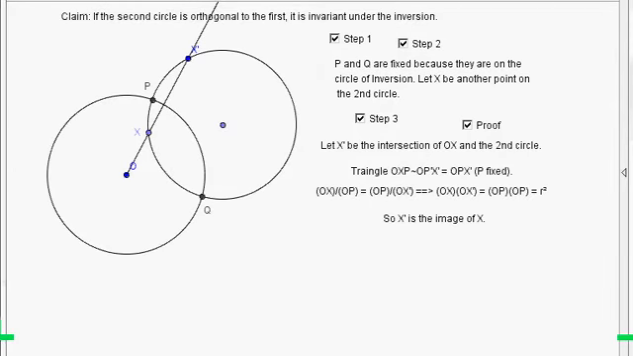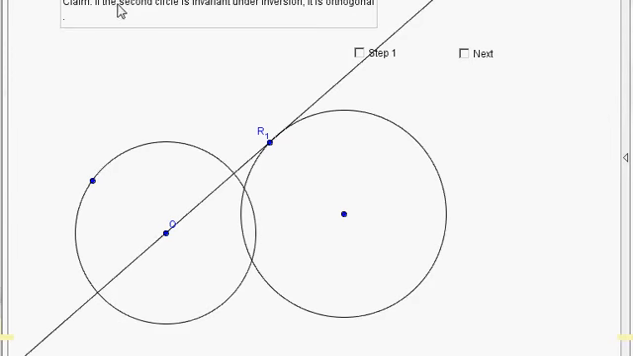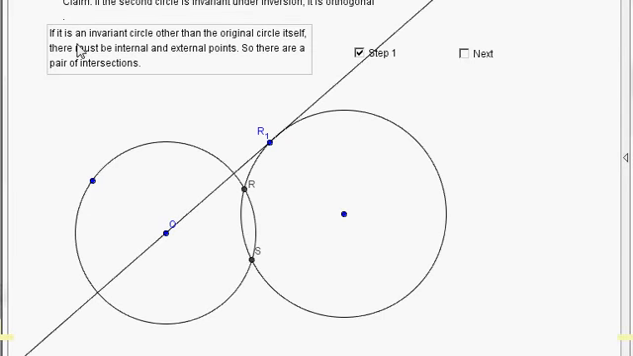Let's look at the other direction. If we reverse that, it says if the second circle is invariant, then they have to be orthogonal. I've drawn a picture where they're not orthogonal, but we have to prove that they would have to be if the second circle was invariant. And here's just the outline of that. I'm just going to read through it. If this circle is invariant, other than the original circle itself, there must be internal and external points. So the circle's not the same circle. Things move around a little bit. There has to be some points inside and outside, and we have to have intersections.